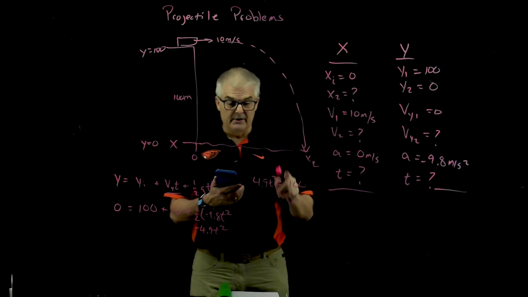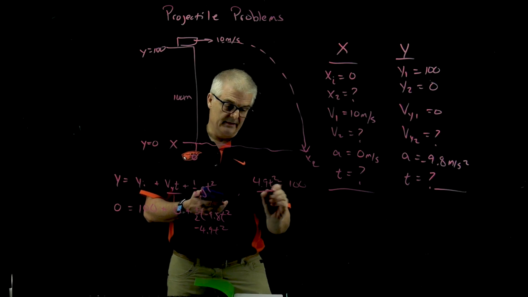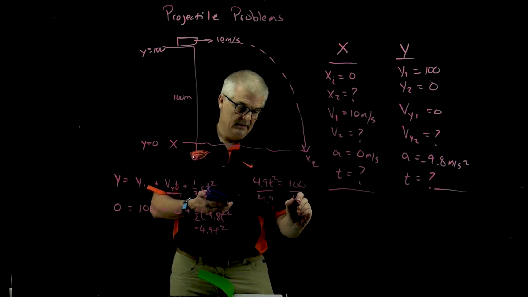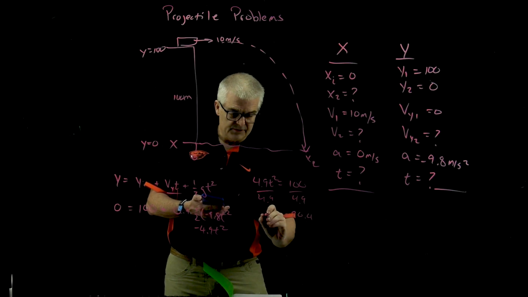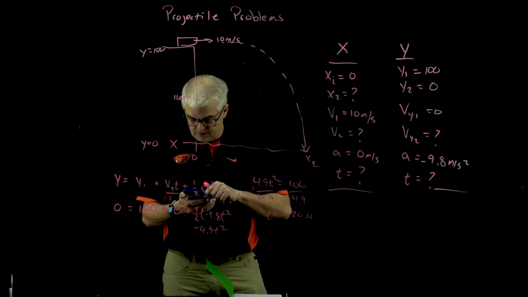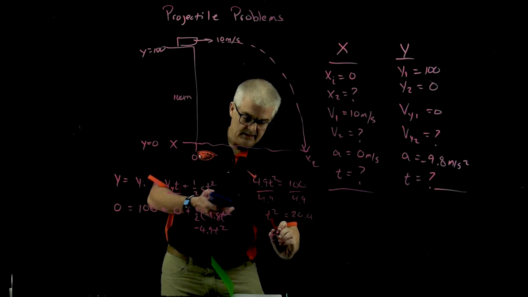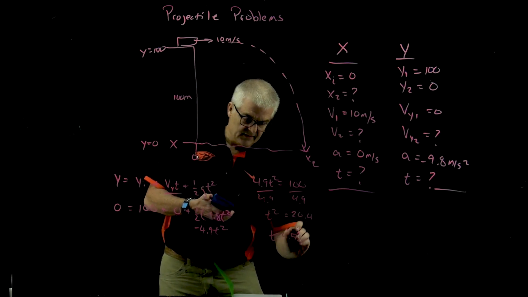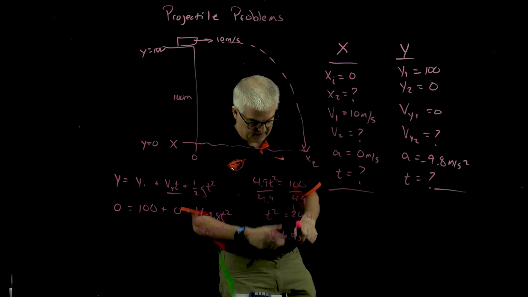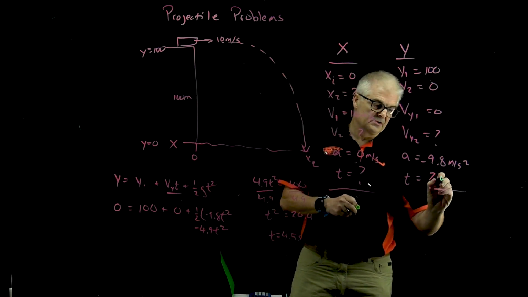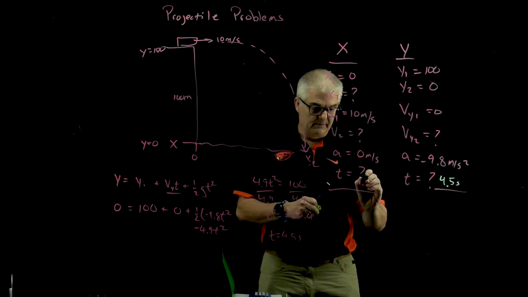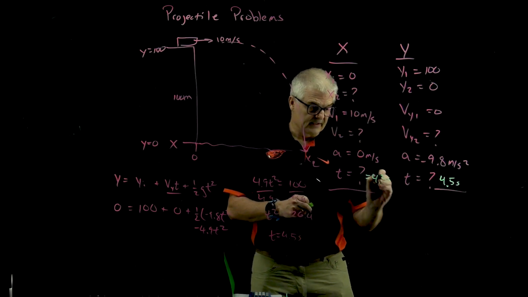When I take 100 divided by 4.9, that equals t squared. So that's 20.4 equals t squared. I need to take the square root of that, and I get t equal to 4.5 seconds. So it's in the air for 4.5 seconds. Now we know the time on this chart. So this is 4.5 seconds.